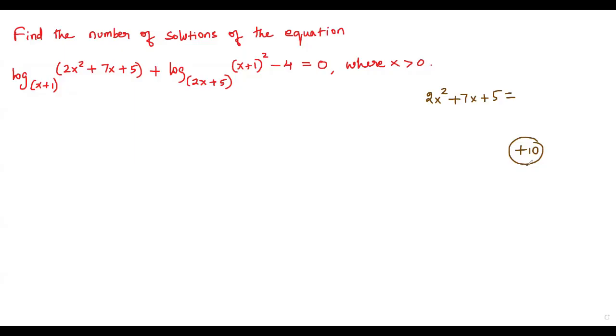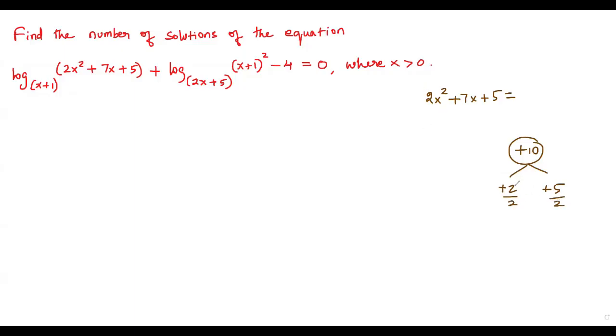Now I have to get two factors of +10 so that the sum of the two factors is equal to the coefficient of x, that is +7. I think +2 and +5 will work. When I multiply +2 and +5, I'm getting +10. When I add them, I'm getting +7, which is the coefficient of x. Now I have to divide these two factors by the coefficient of x², that is 2.